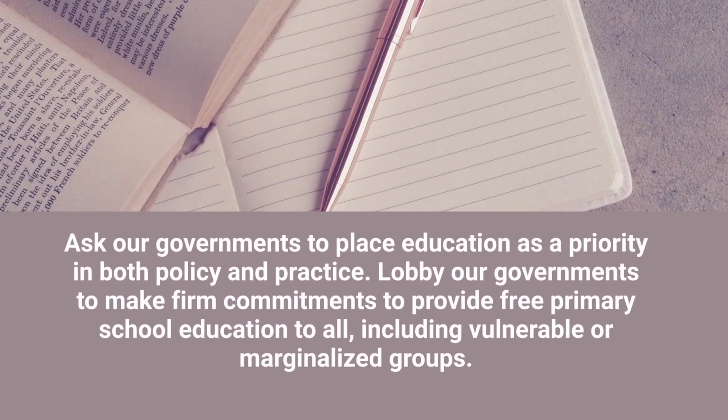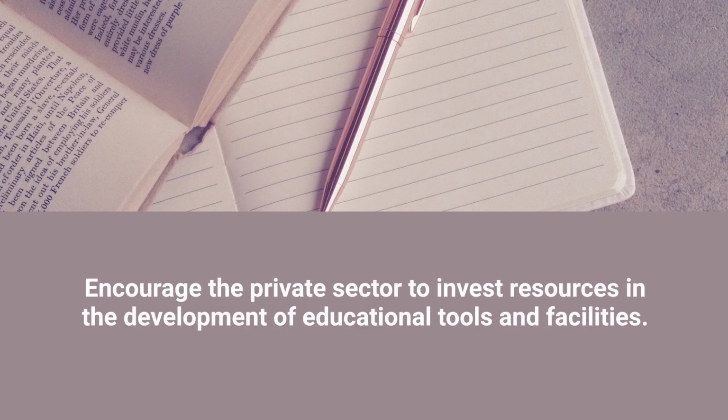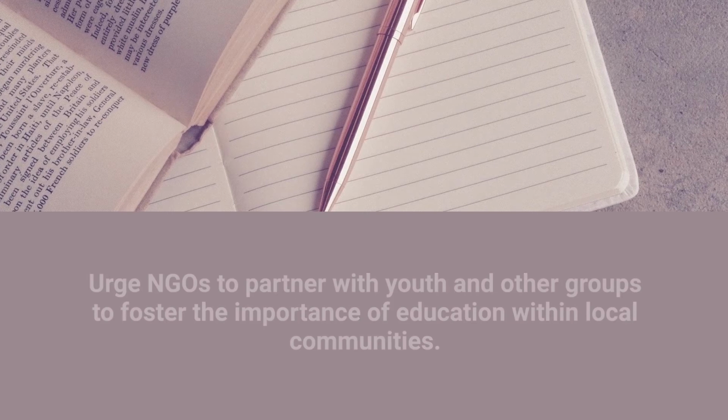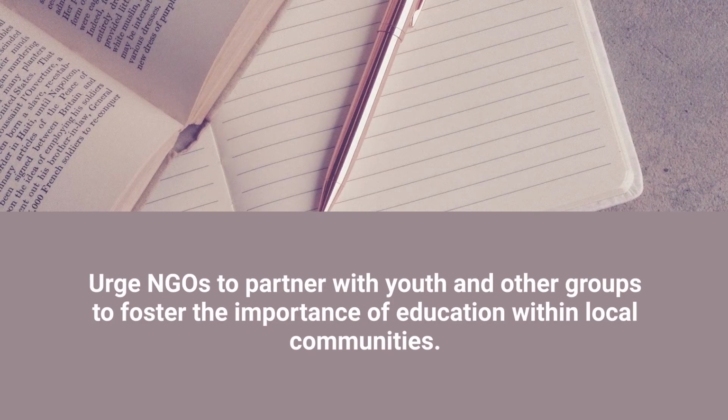So what can we do for promoting quality education? We can request, we can involve, we can ask our government to place education as a priority, both in policy and practices. If you are at that level where you can do lobbying, then you can lobby your governments to make firm commitments to provide free primary school education to all, including vulnerable or marginalized groups. Even the private sector can be encouraged to invest resources in the development of educational tools and facilities. NGOs can also take partnership with youth and other groups to foster the importance of education within their own localities or different local communities in their region.